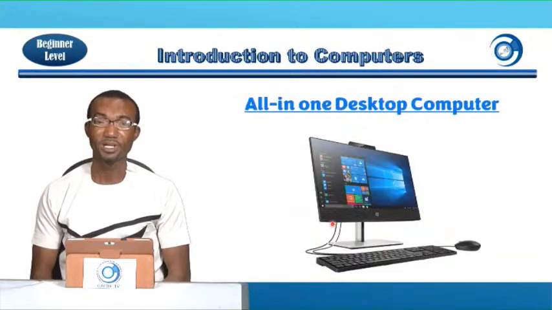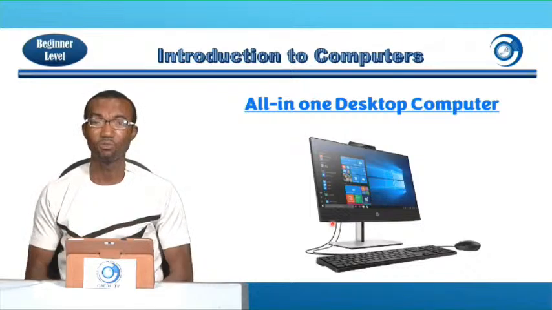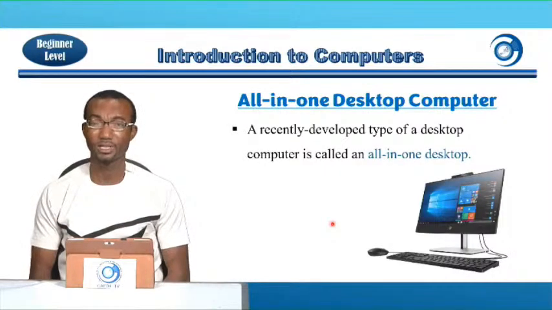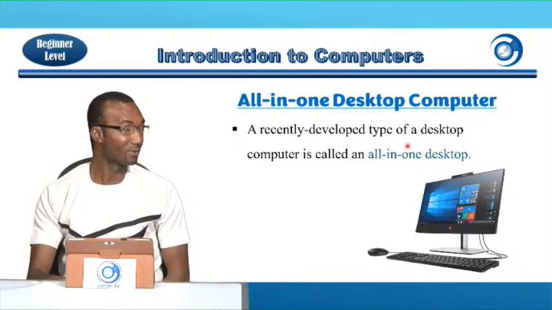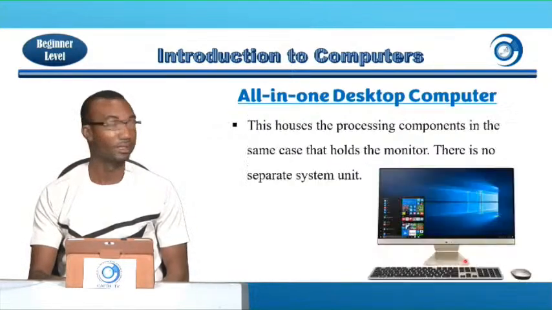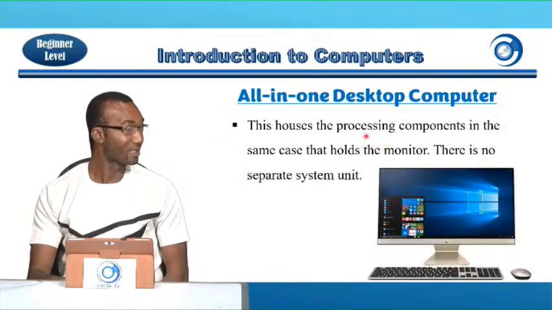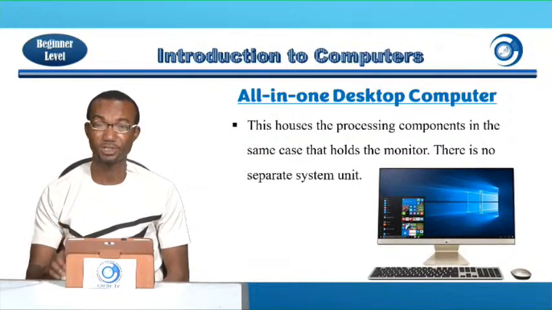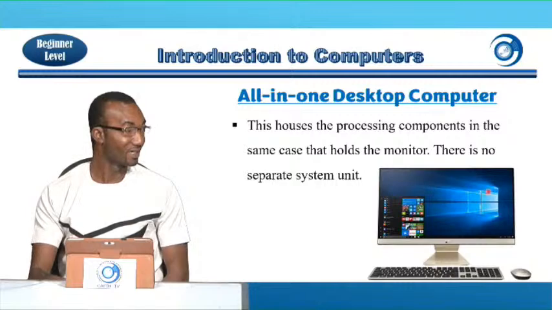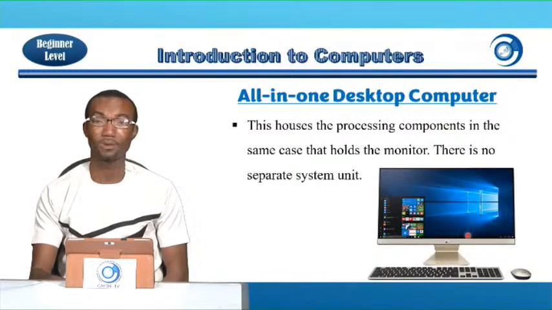Now recently we have what we call all-in-one desktop computer. What is all-in-one desktop computer? This is how it looks like. So a recently developed type of desktop computer is called an all-in-one desktop computer. This houses the processing components in the same case that holds the monitor. There's no separate system unit. So the system unit is built with the monitor.